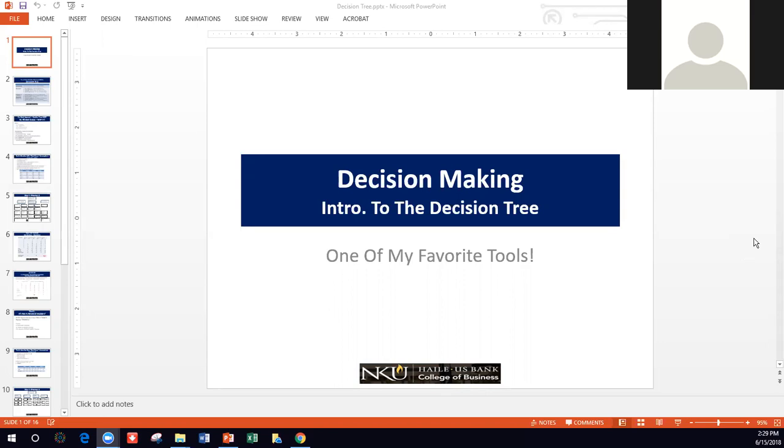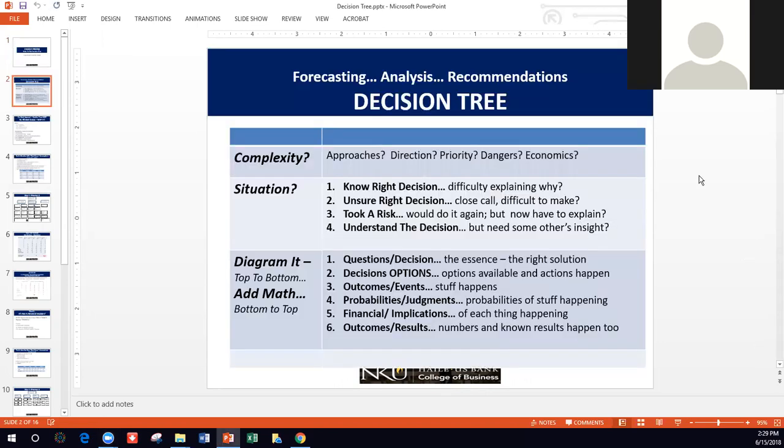So, what's the concept? Well, it can be used for forecasting, it can be used for analysis, it can be used in recommendations. So ask yourself, have you ever had a situation where it was complex? You weren't sure what approach to take, or which direction, or which priorities, you weren't necessarily sure of all the dangers, you weren't sure of all the economics. Or you may have had one of these situations.